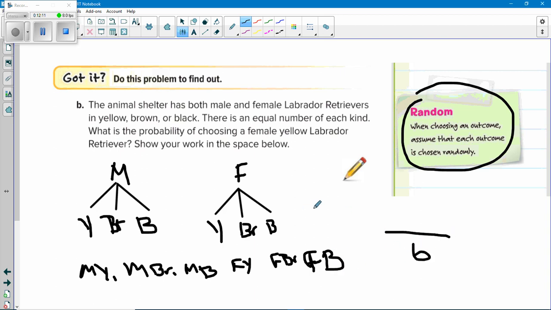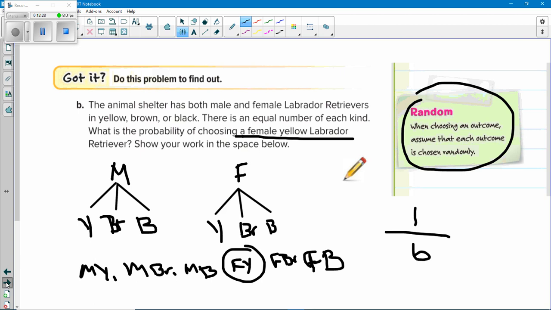How many of them are favorable? How many of them are yellow and female? That's what we want to happen. There's only one way to do that. So the probability of that happening is 1 out of 6. Okay, so the chance you randomly pick a female yellow lab is 1 out of 6.